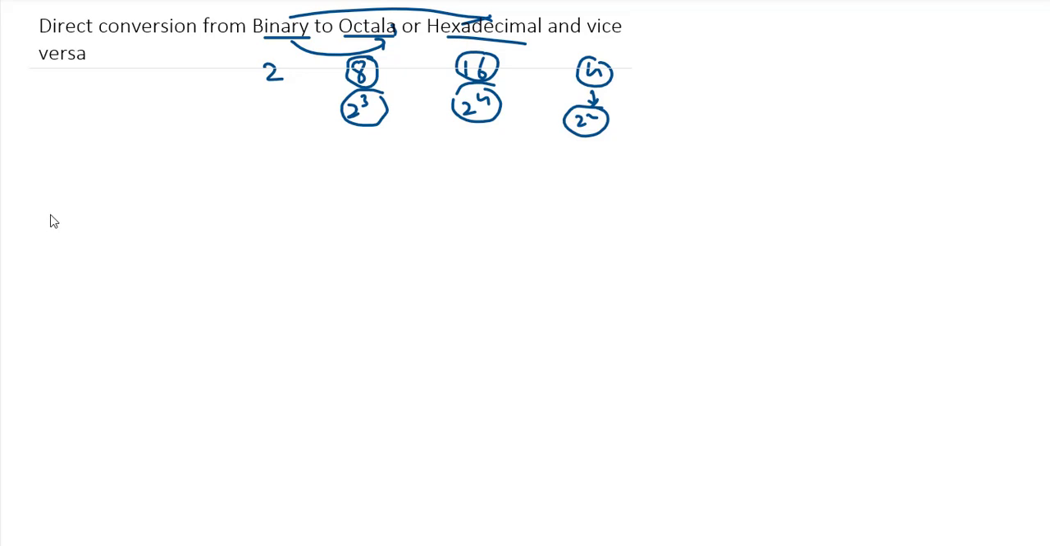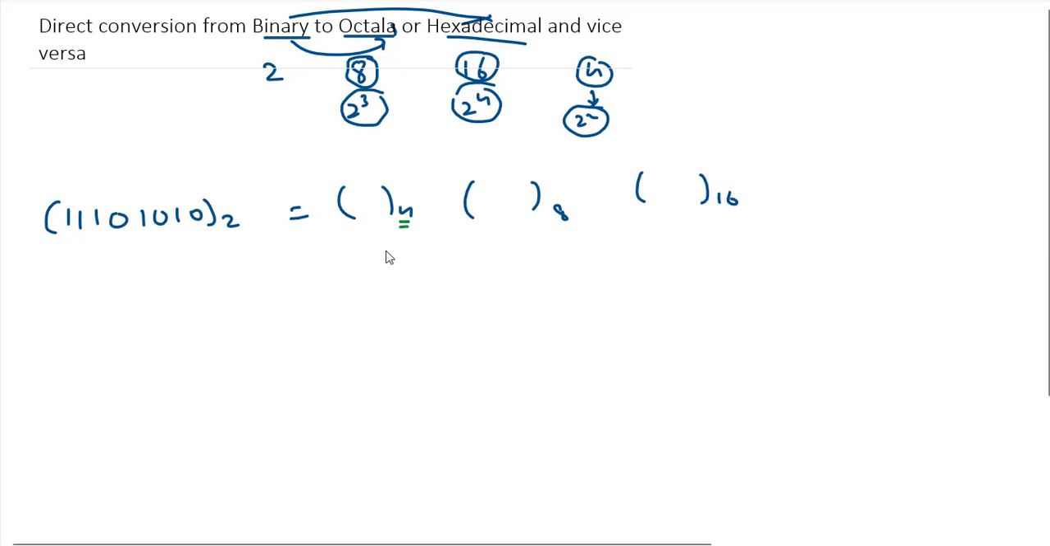Let us take this example: 111011010. This number is in base 2, and if you want to convert it into say base 4 or base 8 or base 16, let us see how it is to be done. Base 4, as 4 is equal to 2 square, base 8 which is equal to 2 cube, base 16 which is equal to 2 raised to 4.